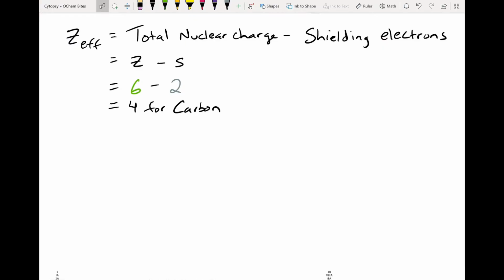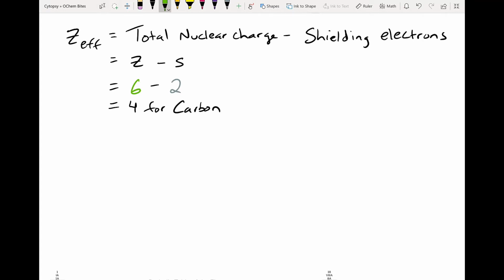And the way we calculate the Z-effective charge for carbon is we look at the total nuclear charge, which is 6, because carbon has an atomic number of 6, which means 6 protons and 6 electrons in a neutral atom, minus 2, which is the number of electrons that were there in that first row. And so the total Z-effective nuclear charge for carbon is 4.